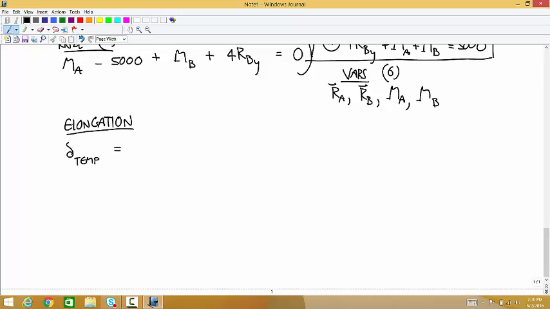Okay. So let's first do the temperature one. The coefficient of thermal expansion is 1 times 10 to the minus 5. The length of the beam is 4. And the increase in temperature was 80. So what do you get for that? And that's in meters.